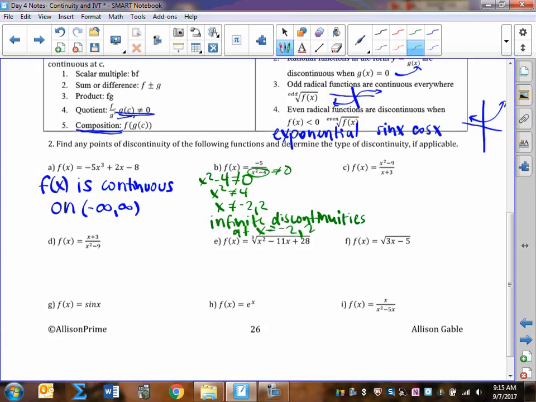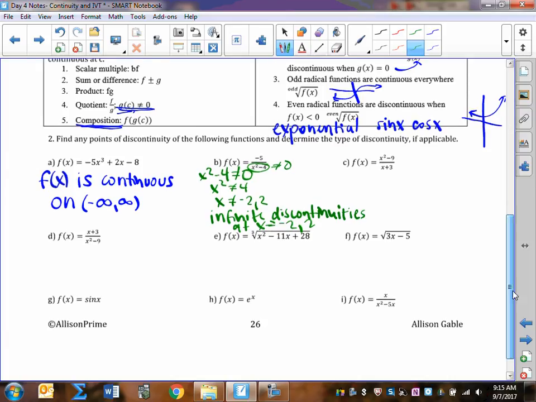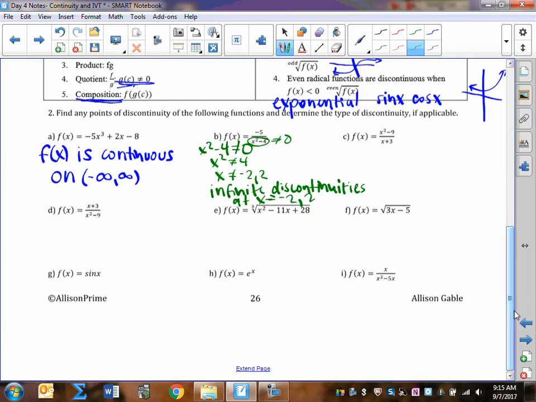All right, let's take a look at F. What's my restriction for F? We can't have this be negative, so in other words, we need 3x minus 5 to be greater than or equal to 0. We can have it be 0. So then what does x have to be greater than or equal to? 5/3. Add that 5 divided by 3.